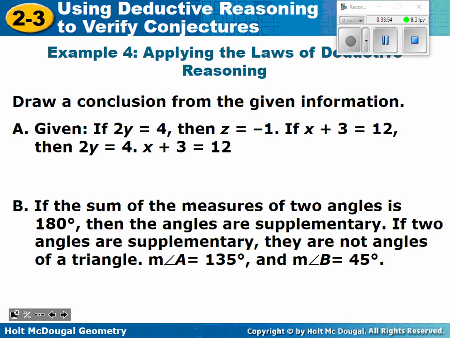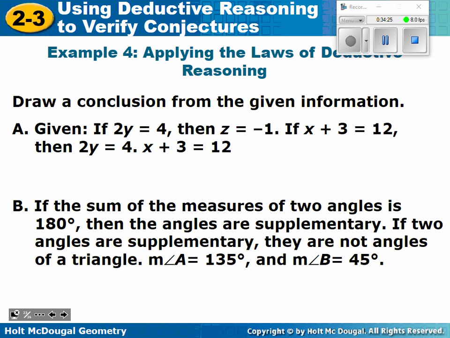Draw a conclusion. So given, if 2y equals 4, then z equals -1. So this is our P and our Q, right? Maybe I have it labeled wrong. Keep reading. If x plus 3 equals 12, then 2y equals 4. So now we have a second if-then statement. Is this going to be a law of detachment or a law of syllogism? Syllogism. So let's go back. We have two if-then statements. We need to find the part they have in common first. What do they have in common?